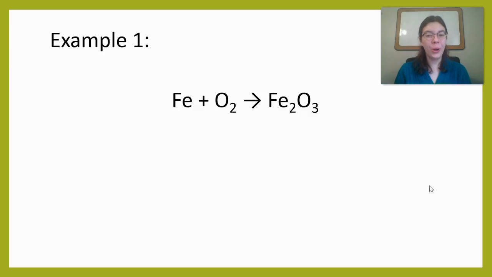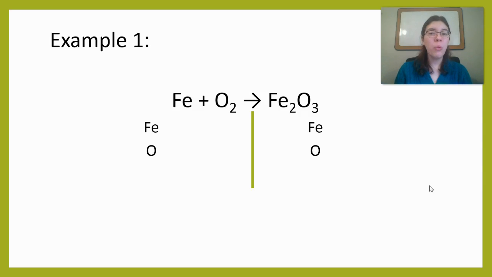Okay, so let's go ahead and work through an example of this. So in this reaction, I have iron reacting with oxygen to give me iron oxide. So the first thing I need to do is draw that vertical line underneath the arrow. Next, I'm going to go ahead and list the elements that I have present. So the first one I have is iron. So I'm going to list that on both the left and the right-hand side of that line. And then I have oxygen, so I do the same thing. Next, I need to count up the number of each of those elements that I have.